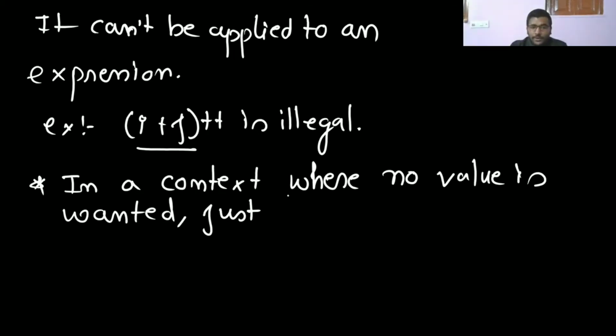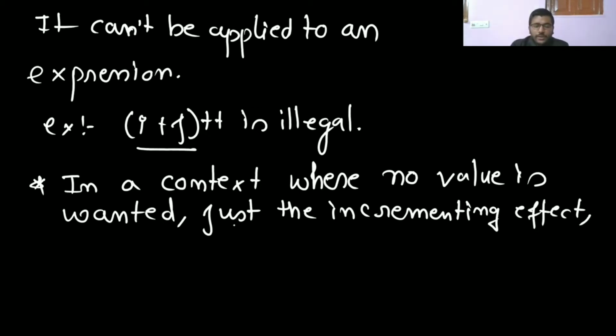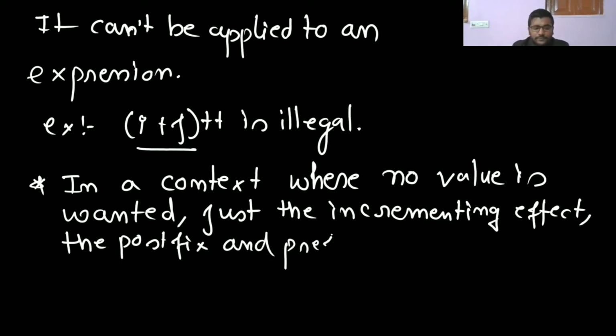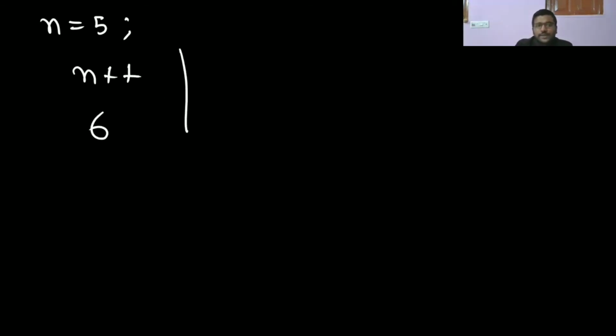So in a context where no value is wanted, just the incrementing effect, the postfix and prefix are the same. If n is 5 and you do n plus plus, it gives n equal to 6, and plus plus n also gives n equal to 6, because here you are not assigning the value to anything. You don't want the value somewhere else, so it is the same in both cases, post and pre.